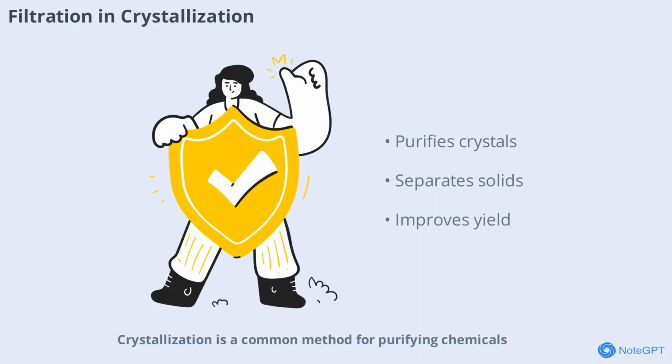Crystallization is a common method for purifying chemicals, and filtration plays a key role in this process. After crystals form, filtration separates them from the remaining liquid known as the mother liquor. This step ensures that only pure, solid crystals are collected. Vacuum filtration is often used here to speed up the process and improve yield.